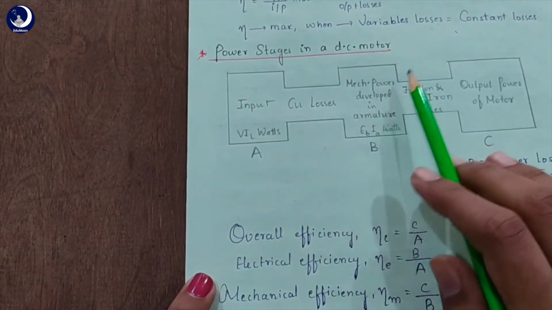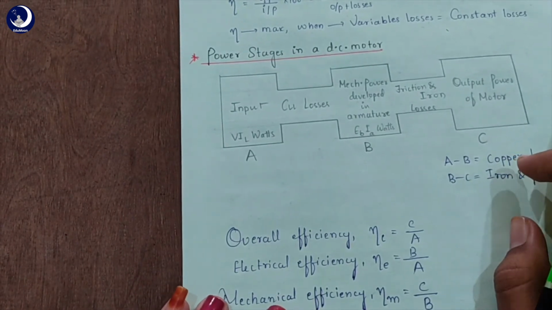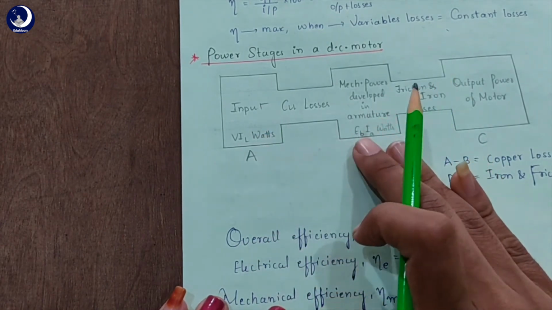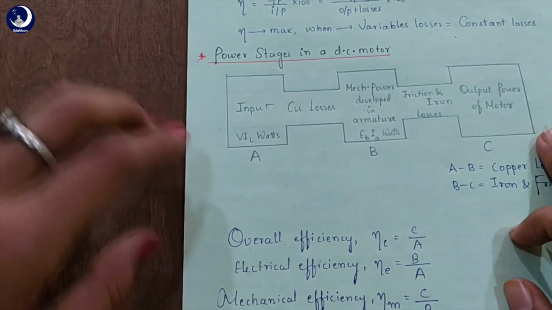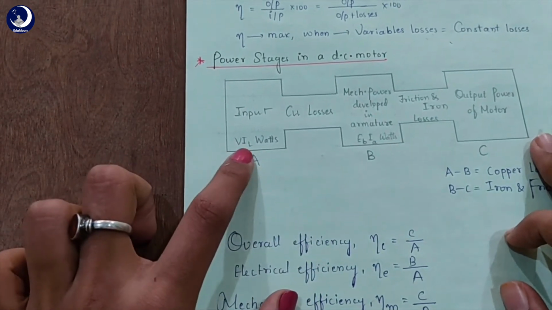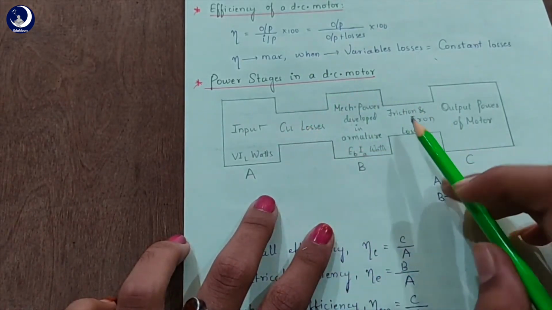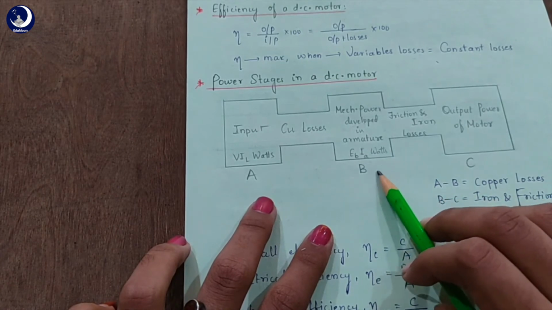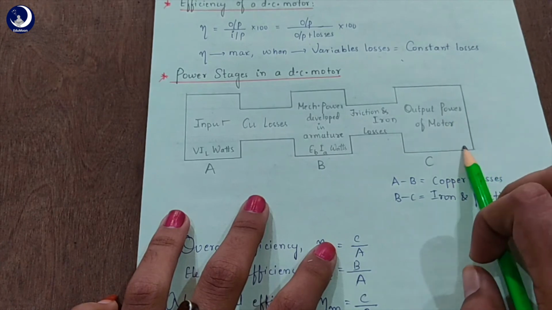And coming to the power stages in a DC motor, there are three stages. It is again the same as a DC generator, but we'll discuss it in brief. First stage is the input. Second is the mechanical power developed in the armature, and the third is the output power of the motor. So initially, from the input, that is V into IL watts, on removing the copper losses, we get the mechanical power developed in the armature, that is Eb into Ia watts, that is stage B, from which after the friction and iron losses, we get the output power of the motor.